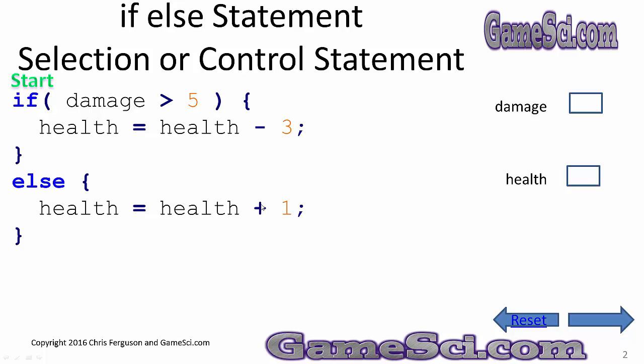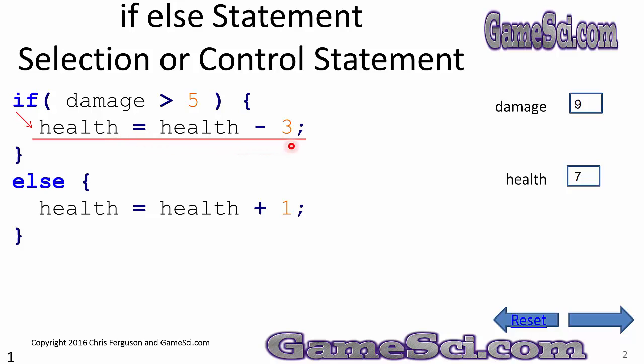You have two different options for the code to execute, and the best way to see it is by tracing the code. So let's start with 9 in the damage variable over here and 10 in the health variable. And let's see how this code works. 9 greater than 5 is a true statement. 9 greater than 5 is true. As you might suspect, we're going to go inside and execute the code in the if statement.